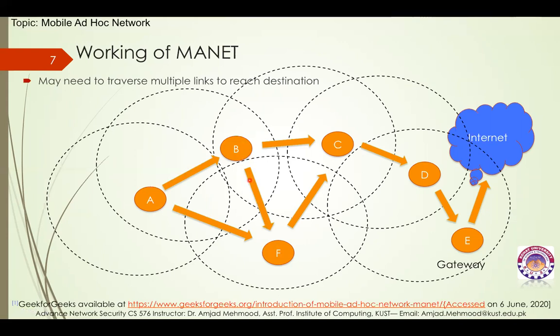This way, when B is sending, the same message will be received by C and F. And because F is sharing the communication range of each node, as they are in a wireless medium, it will be broadcast to each node. So this is how your data reaches your base station, or your end device, which is called the gateway. From the gateway, this data will be sent to some other network or the internet. From there, the data will be sent far away, where you want to send that data. So this is how a MANET works.